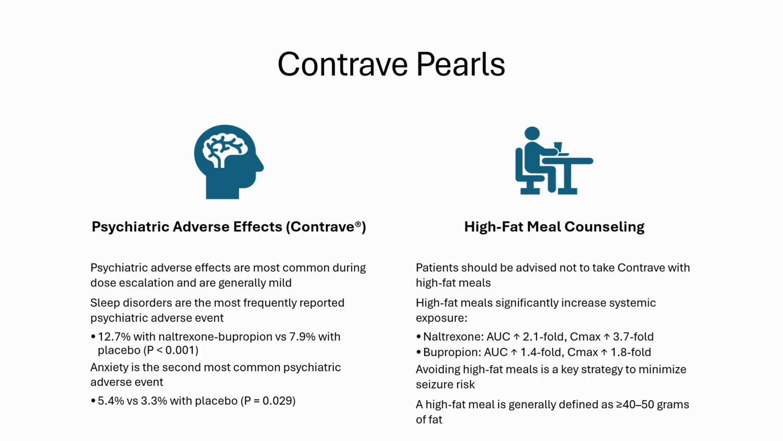When Contrave was administered with a high-fat meal in single-dose studies, naltrexone's AUC increased over 2-fold and its Cmax value increased over 3-fold, while bupropion's AUC increased 1.4-fold and its Cmax increased by 1.8. This recommendation is listed as a key strategy for minimizing seizure risk. Although the FDA labeling does not specify what a high-fat meal is, it can be defined as a meal containing 40 to 50 grams of fat or more.